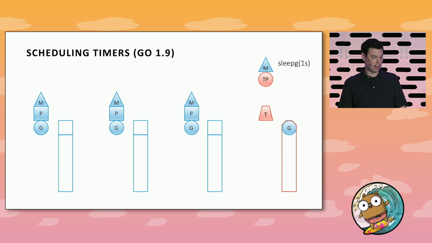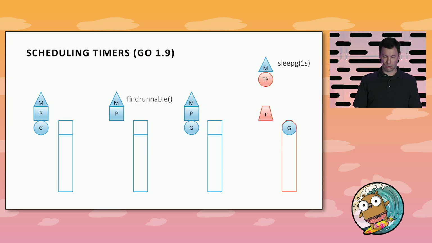Let's say before the timer expires, the middle G here finishes its work and just exits. So now we have a P with nothing to do, and of course it doesn't want to just go to sleep. There might be work elsewhere in the system, so it runs find runnable. This is the scheduler's workhorse. So it's going to look around for things to do and find nothing. As you can see, all the run queues are empty, and we said the GoRoutine in the timer queue is not ready to wake up. So it lets its M go to sleep in the idle thread pool.